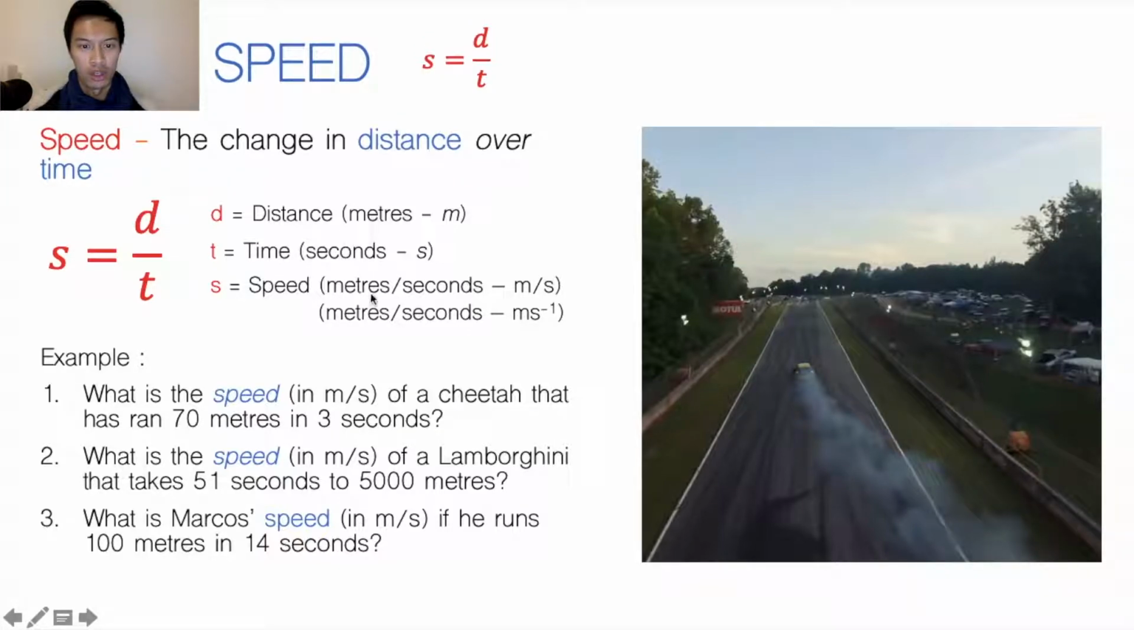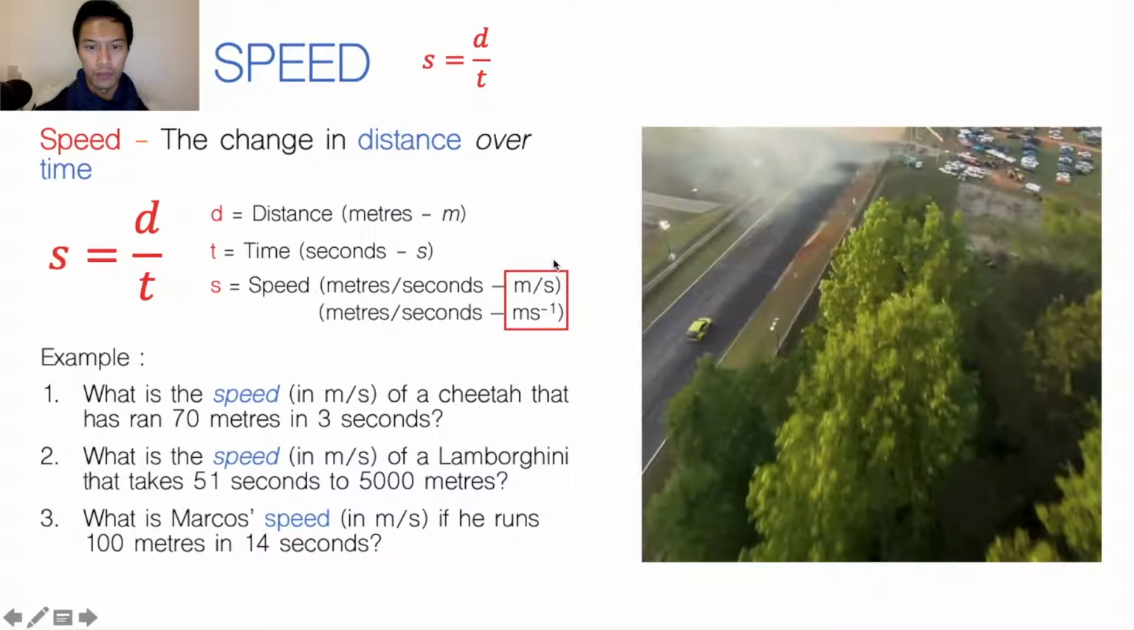So it's meters per second, and you'll notice that it is represented by these two symbols here. It can be m/s or m s to the power of -1. They both actually mean the same thing, and you will just have to get used to the fact that if you see one or the other, you can derive that they mean the same thing.